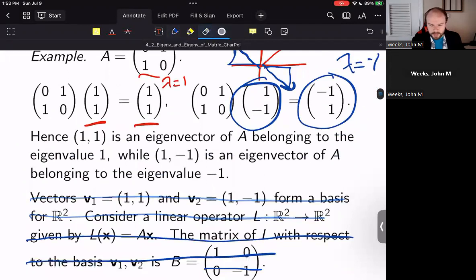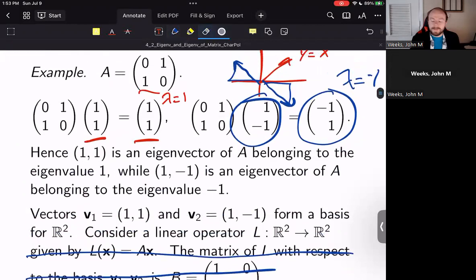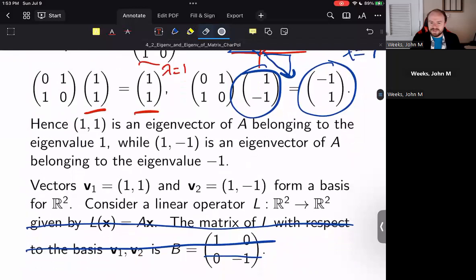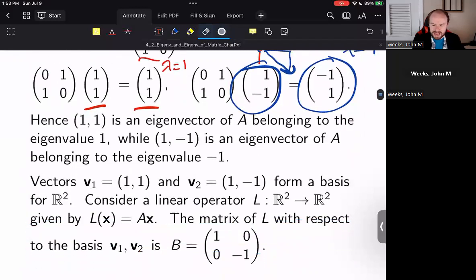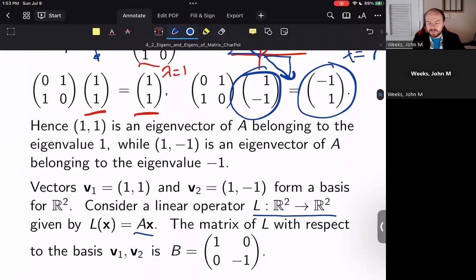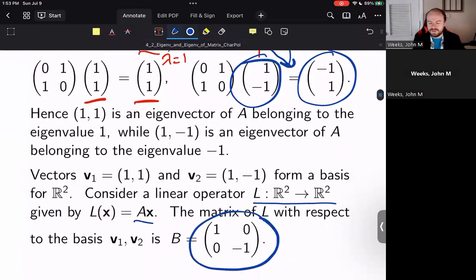So notice real quick that the vectors v1 and v2 form a basis for R². This is not always the case. It's not always the case that when you take all the eigenvectors for a particular matrix, you get something that is a basis for R². But interestingly enough, if you get something like this, take a look at what happens to the matrix of the linear operator L. If we take the linear operator L to just be matrix multiplication by this matrix A, take a look at its matrix with respect to this basis.